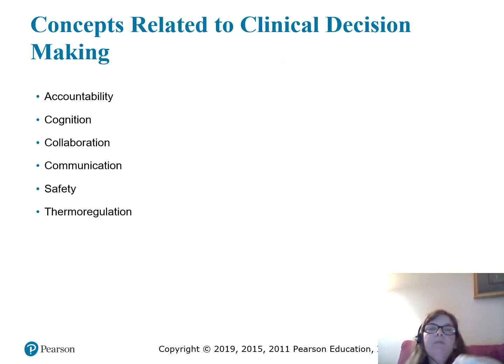And some concepts related to clinical decision making, I'll just go over these quickly, but some of these you haven't covered yet. One is accountability, another is cognition. Cognition you might have done already in pediatrics. Collaboration, we do that in complex sim. Communication was our last one. Safety you do in essential concepts, and thermoregulation you also do in pediatrics.